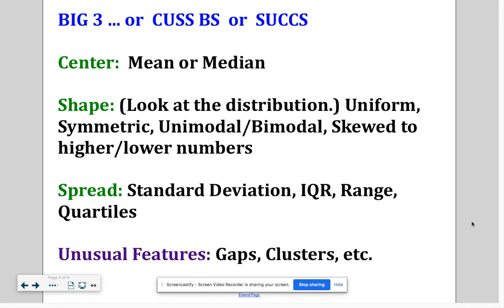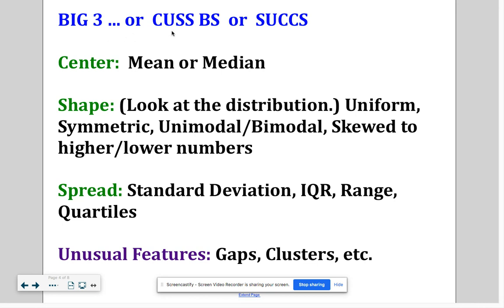Hello, this video is designed to talk about how to describe data in statistics classes. For this video, it's just one set of data. Later on, you'll be comparing data sets. In both cases, you'll be using the same idea, which I call the big three.